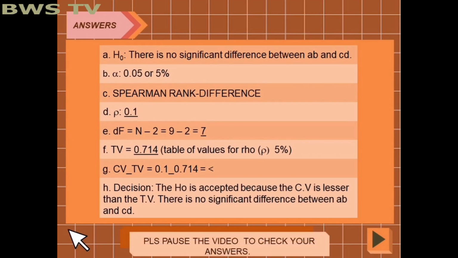Here are the other answers until the decision. So our decision is the null hypothesis is accepted because the CV is lesser than the TV. There is no significant difference between AB and CD. Did you get it right? If you did, give yourself a round of applause.